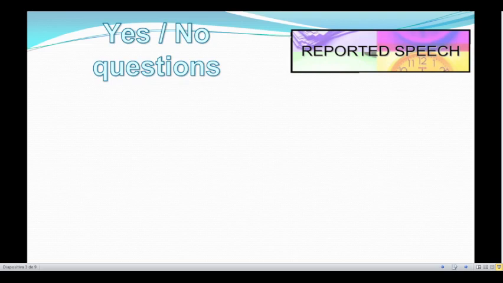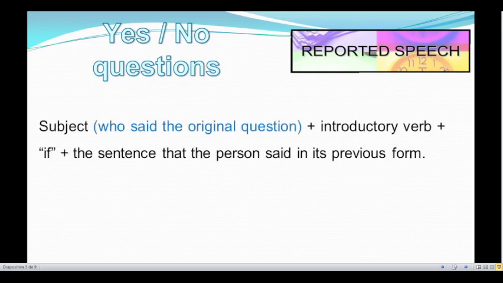Well, for that kind of questions, the structure for the reported speech will be subject, who said the original question, plus introductory verb, then the word if, it is very important to use it, and finally the sentence that the person said in its previous form.